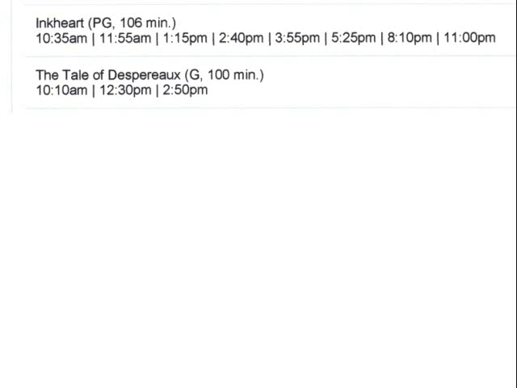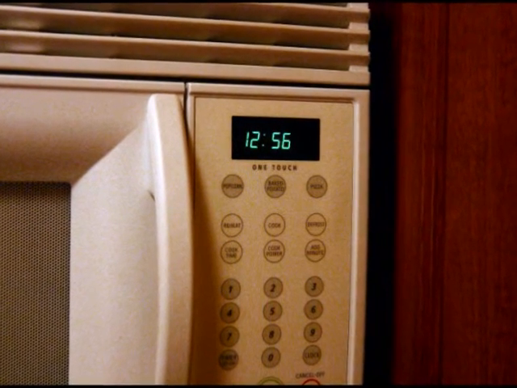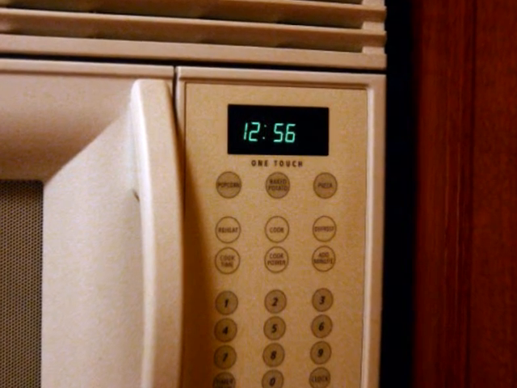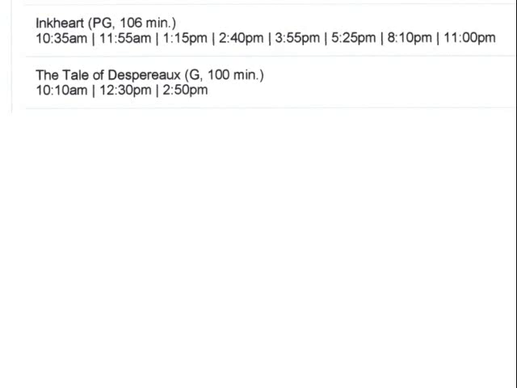So now let's put the schedule back up. And you see, I asked my friends to come over at noon, so we would have some options here. But now they've come over. It's already 12:56. It's almost 1 o'clock already. So look back at that schedule, and that pretty much eliminates the first 2 showings of Inkheart and the first 2 showings of The Tale of Despereaux. We've only got one possibility for attending the Tale of Despereaux at this point, thanks to my friends being late.